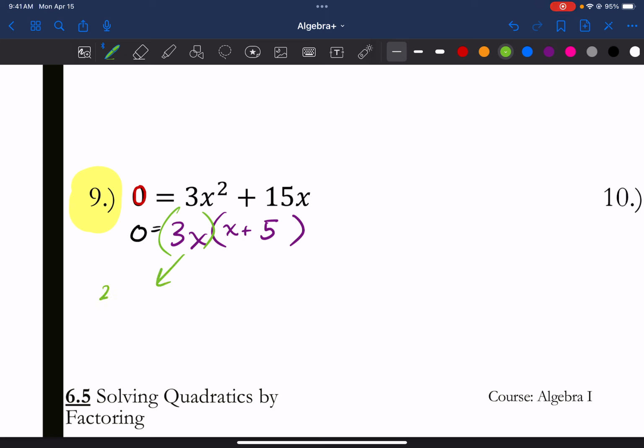I go into 3x equals 0. Over here, I get x plus 5 equals 0, and I'm going to solve for my solutions. Here, when I divide by 3, I get 0. Over here, I get a negative 5. So my final answers are negative 5 and 0. What this means for later on is I'll just be able to plot the intercepts immediately.